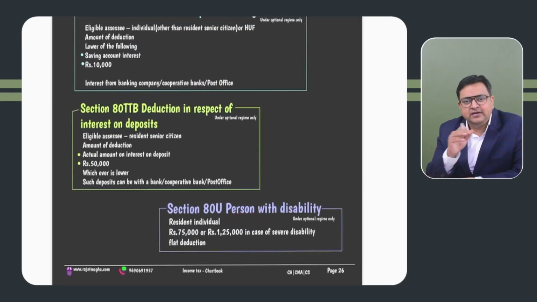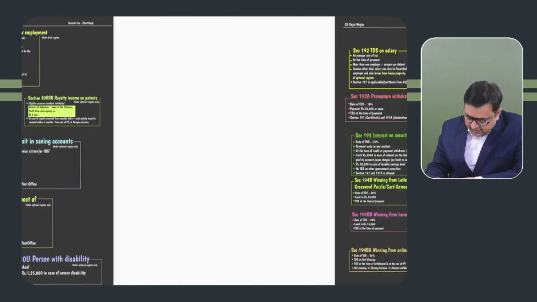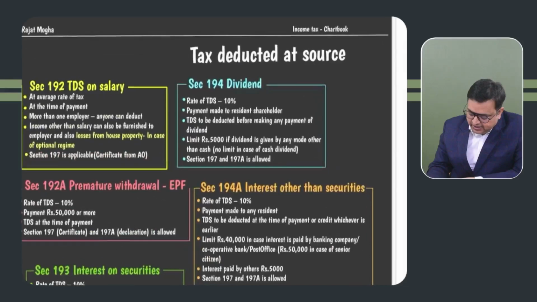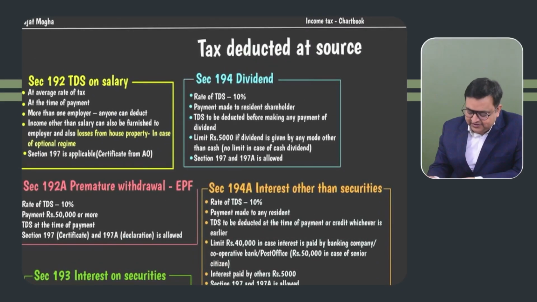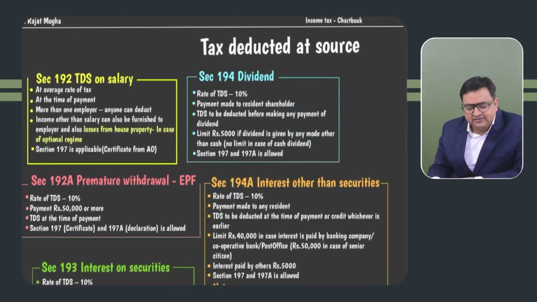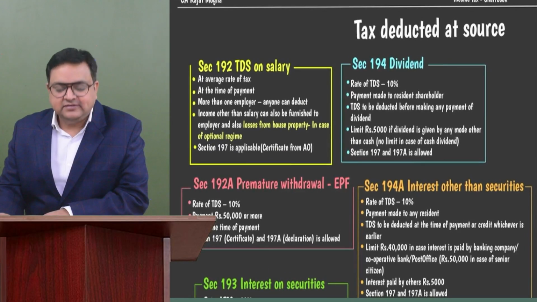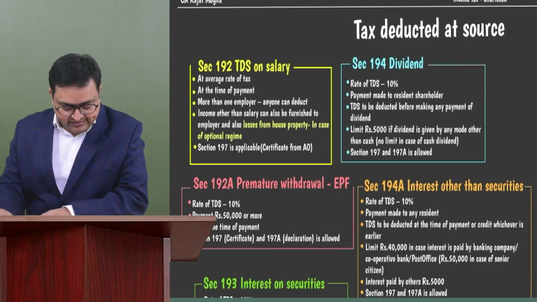80U, we have already discussed. Person with disability, flat reduction 75,000. In case of severe disability, it is 1,25,000. Got it? Now, let us come to our next main chapter, in fact the last main chapter, that is TDS and TCS. So the first section in TDS is section 192, TDS on salary.